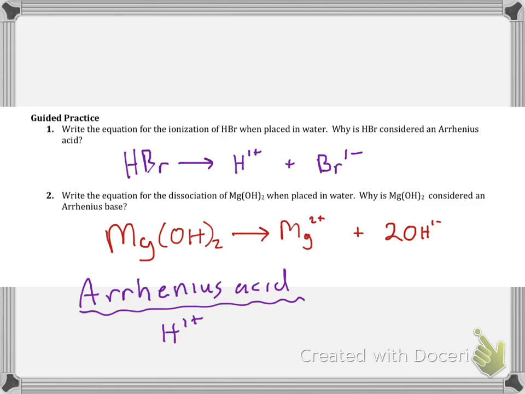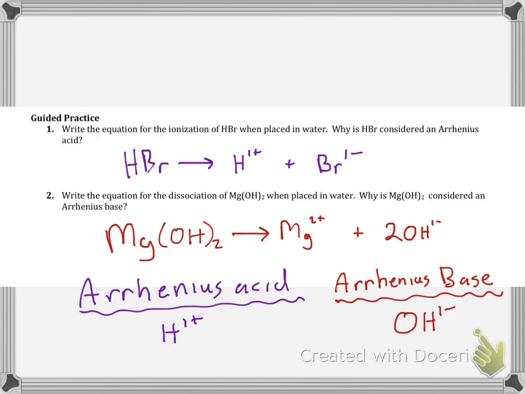Now, this particular question is asking, why is this considered an Arrhenius base? This is considered an Arrhenius base because it gives off a hydroxide when dissolved in water. And so Arrhenius acids will give off hydrogen ions, and Arrhenius bases will give off hydroxide ions.